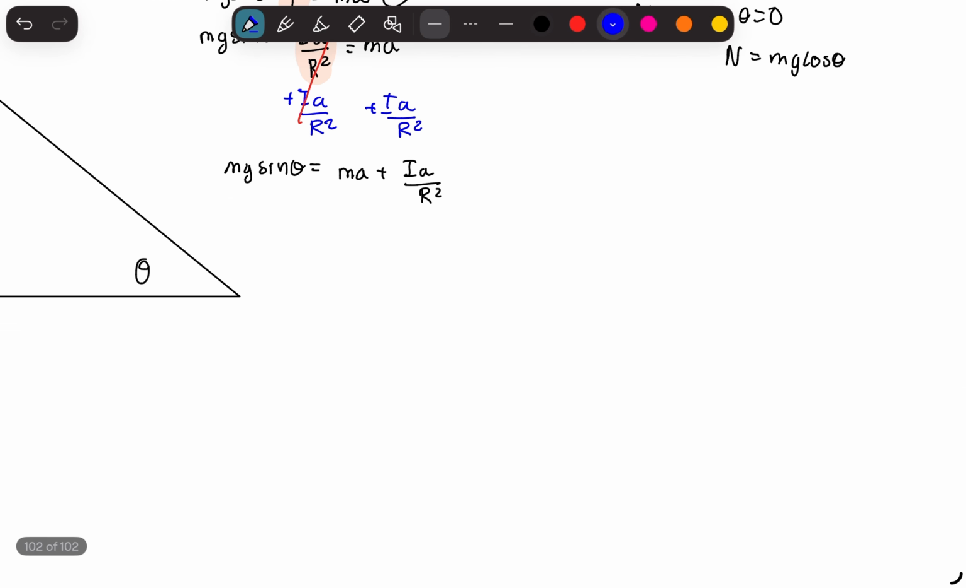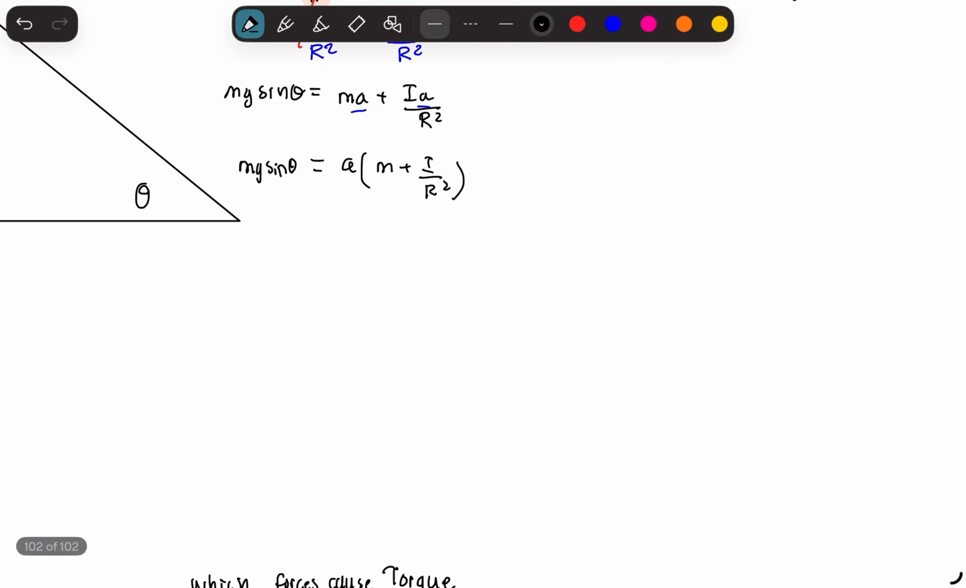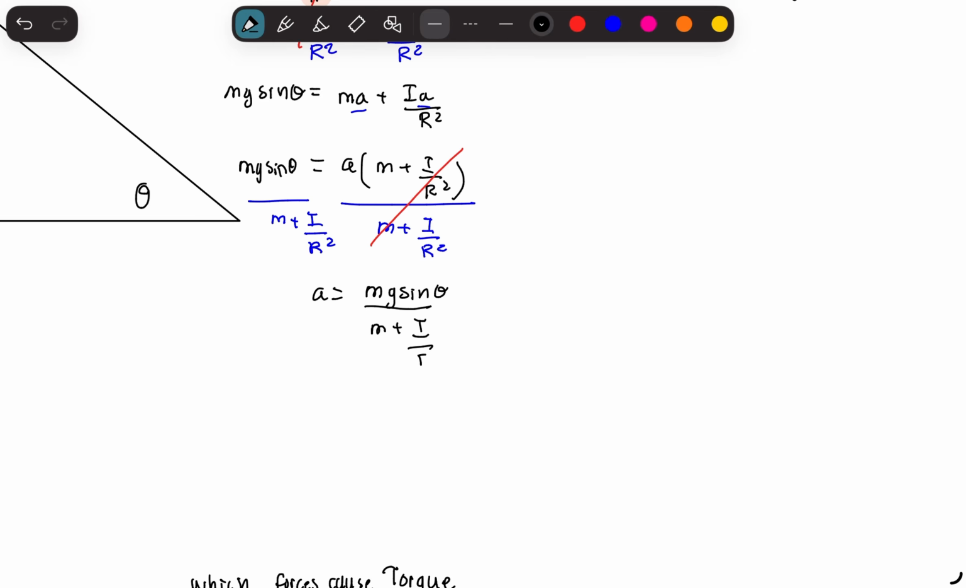And what we notice on this side is we have A in both of the terms, so you can factor out that A. You have (m plus I over R squared) A is equal to mg sine of theta. After this, what you can do is just divide both sides by m plus I over R squared. And then after this, your A is going to equal mg sine of theta divided by m plus I over R squared.